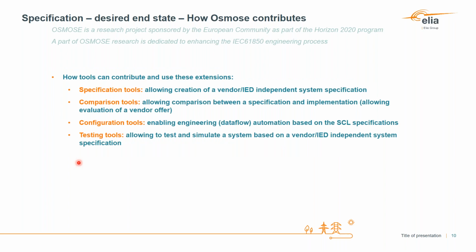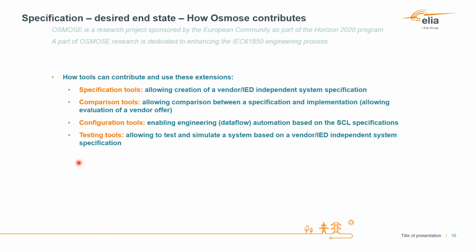Now, what is the impact of all of this on tools? First of all, specification tools now allow us to create a vendor and IED independent system specification. There is a new need for tools identified, what we call comparison tools, which allow you to compare what you specified with what you get back from a manufacturer. And for example, also allow you to compare what you specified with the final implementation with the IEDs of the manufacturer. So this is a new role for tools that we identify and which can help the user during the engineering process.